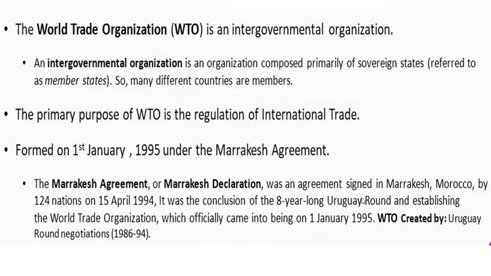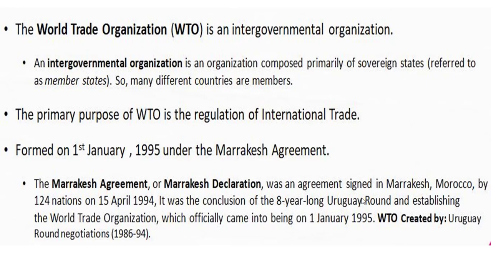Okay, the primary purpose of WTO is the regulation of international trade. Primary objective is to open trade for the benefit of all, benefit of humanity. It was formed on 1st of January 1995 under Marrakesh Agreement. Marrakesh is a city in the country of Morocco. So you should know name of the country. The capital of Morocco is Rabat.